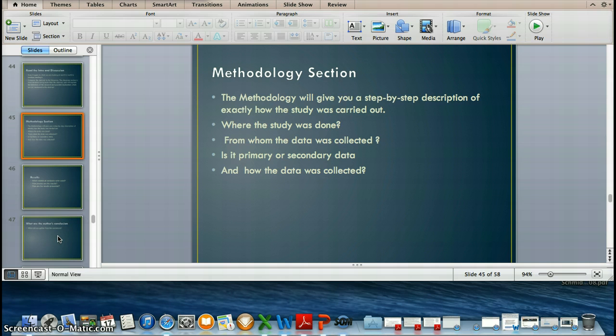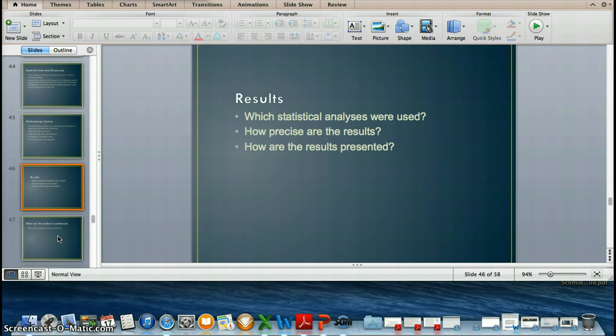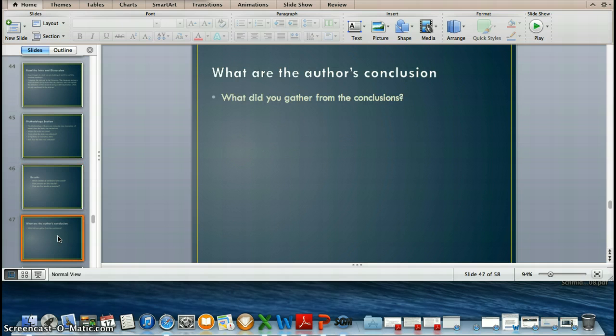From whom was the study collected? The data was collected. Is it primary or secondary data? And how was the data collected? Results, again, exactly how they sound. Which statistical analyses were used? How precise are the results? And how are the results represented?